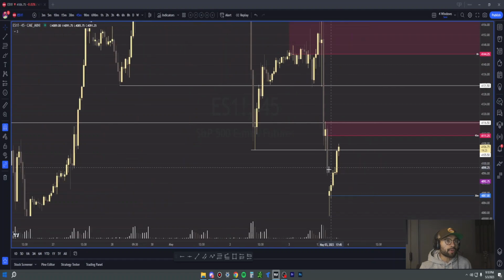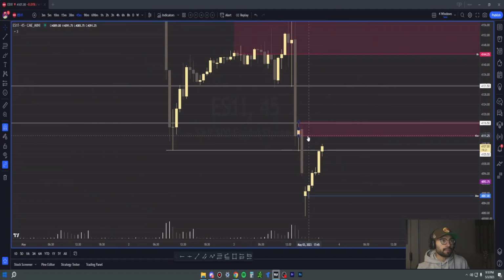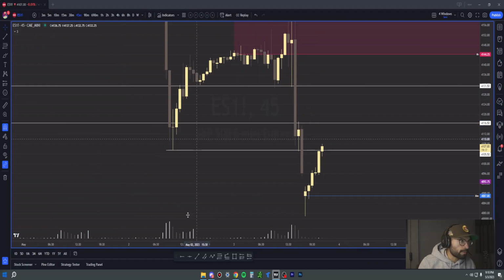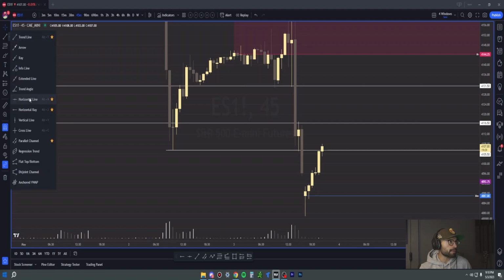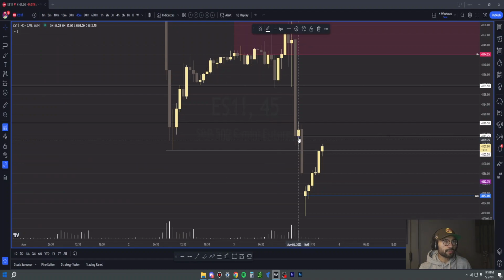Let me go to the 45-minute one, and let me delete this just to do it all over again. The tool that I use is the horizontal ray. It should be in this little section right here, I believe. Then I just favorite it. So with a horizontal ray, you draw it to wherever you want. This is going to be the start of the supply.